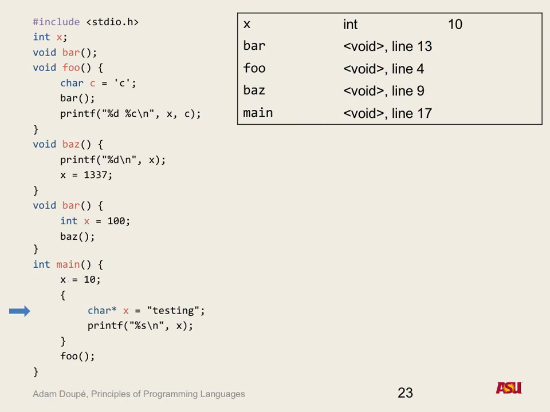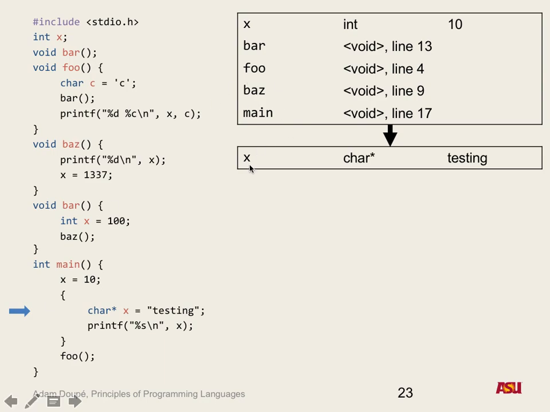Cool. We enter a new scope here. And now when we enter a new scope, I'm going to draw it with an arrow and then a new box, right? Because we've entered this new scope dynamically. And then as we see declarations, we're going to say, hey, there's a new variable named x, and its type is a character pointer, and it has the string testing in it, which technically isn't true, it's pointing to the string testing, but we'll get to the semantics of pointers later.